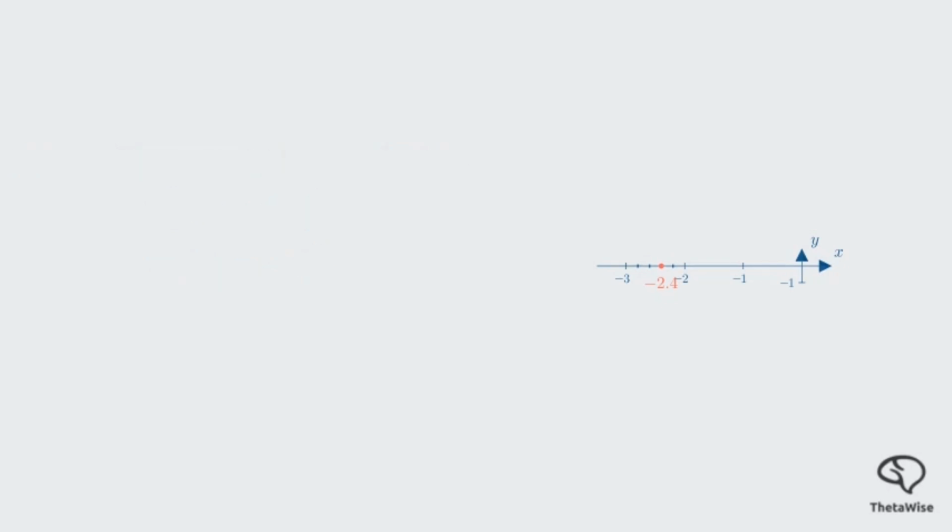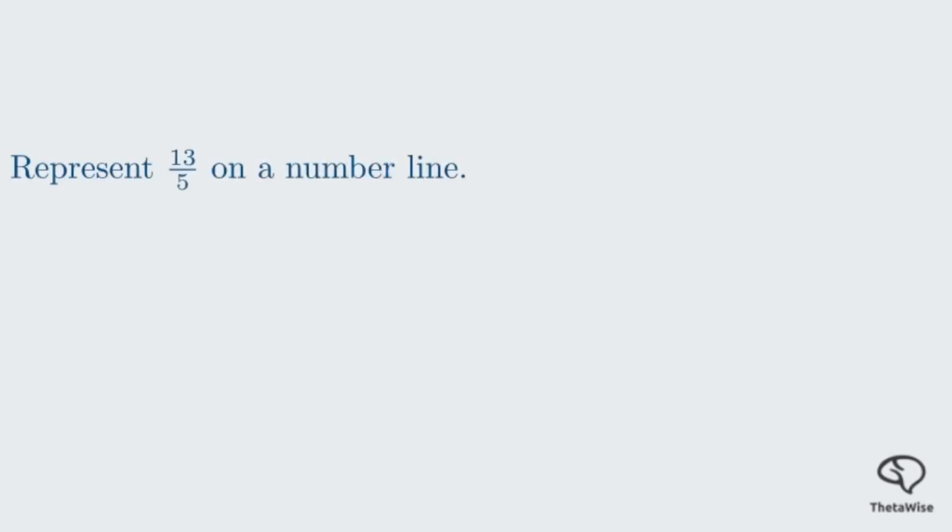Let's do one more example. We'll place a positive fraction that's greater than 1. How about 13/5? This is an improper fraction, which means the top number is bigger than the bottom. This tells us the number is greater than 1. To find its place, we convert it to a mixed number. How many times does 5 go into 13? It goes in 2 times, with 3 left over. So 13/5 is equal to 2 and 3/5.